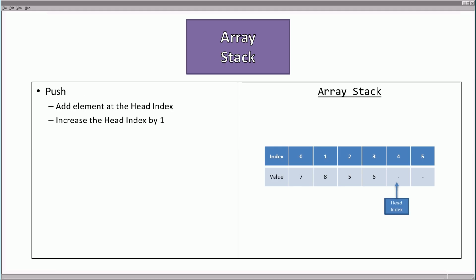Now, understanding this, when we need to push or add a new element to the stack, what we do is add that element to where the head index is referring to and then increase the head index by 1. So if we're going to add the element 4 to this, then we just add it to that location and then move the head index forward, and now it's referring to 5.